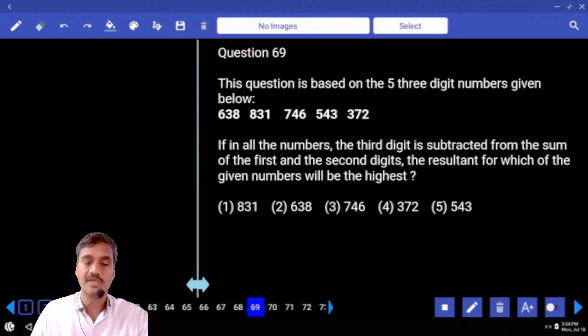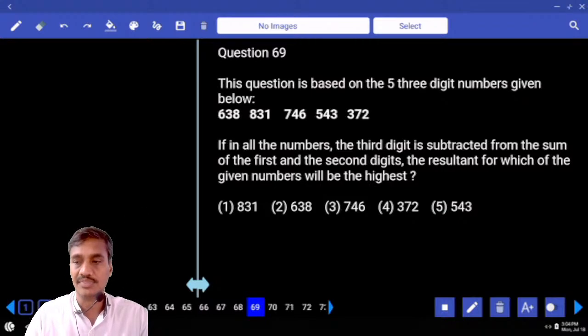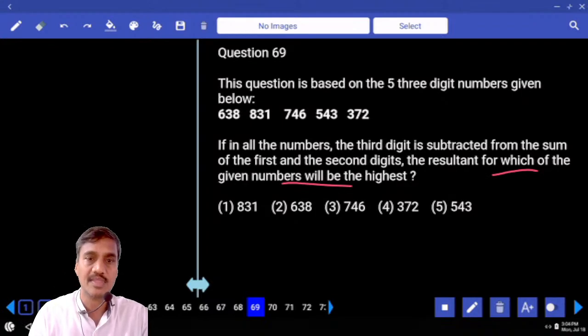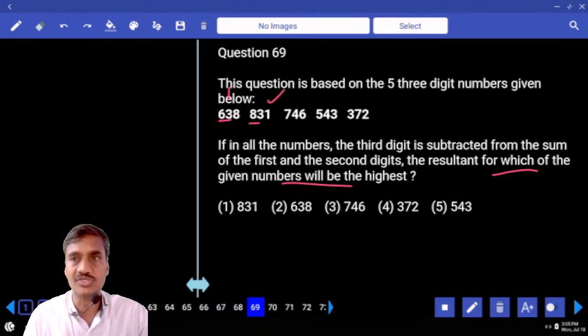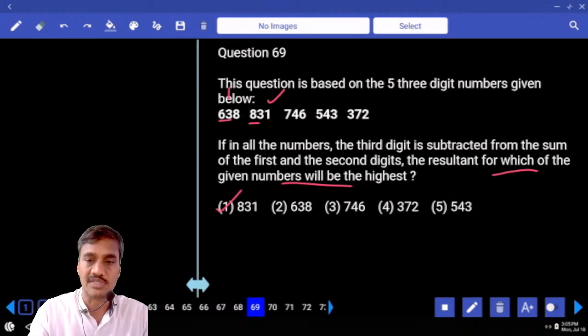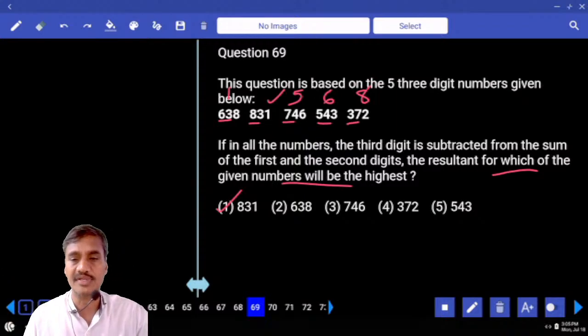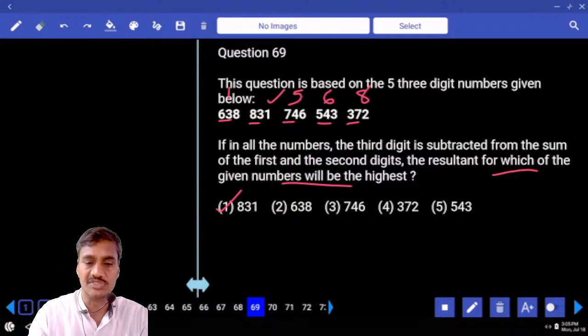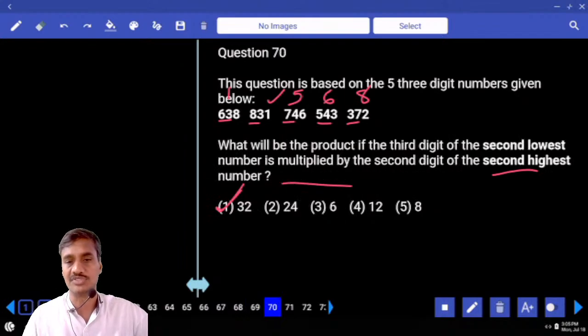Then 69. If in all the numbers, the third digit is subtracted from the sum of the first and the second, the resultant of which of the given numbers will be the highest? Here, the third digit is subtracted from the sum of the first and the second: 6 plus 3, 9 minus 8, the difference is 1. Here, 8 plus 3, 11, minus 1, 10, and so this is the highest. Now here, 7 plus 4, 11 minus 6, 5. Here 5 plus 4, 9 minus 3, 6. 3 plus 7, 10 minus 2, 8. Hence, which is the highest here? 831, choice 1, question number 69.